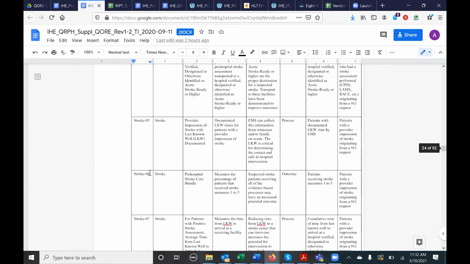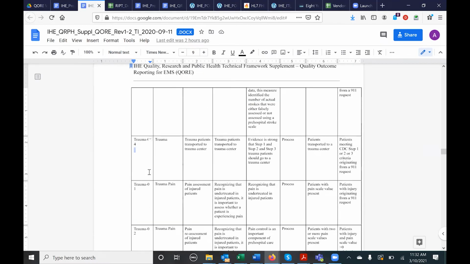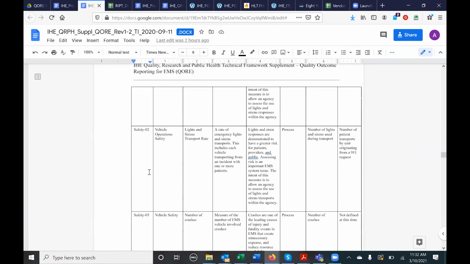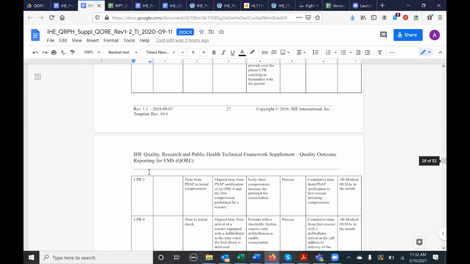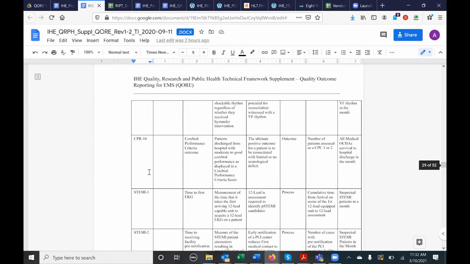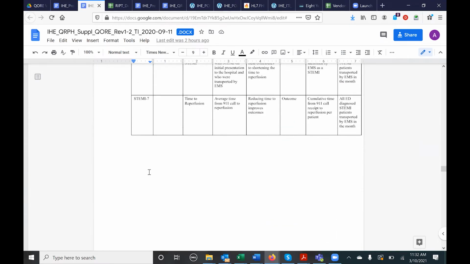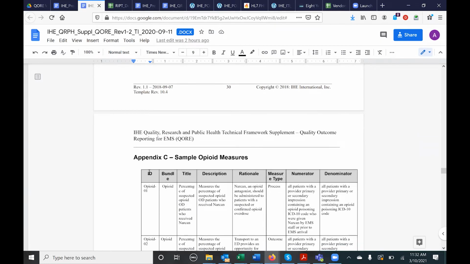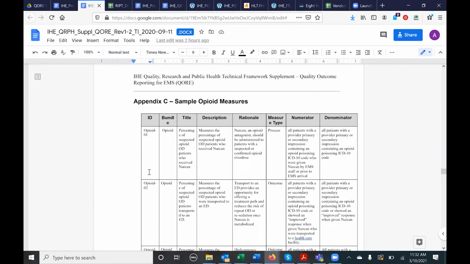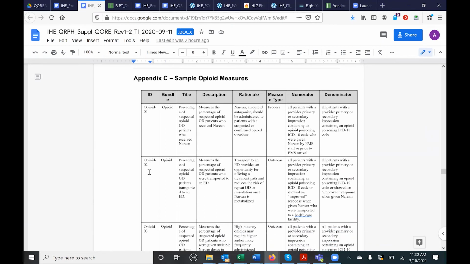We have ACOs, stroke, trauma, hypoglycemia, I think pediatrics, safety, CPR, and STEMI. There's quite a few, and I believe we added a sample opioid measure that we were thinking of adding into it. So this was utilized from the Epidemiology Center of the Department of Health of Washington State. We had them pull together a sample measure that we can utilize for this profile as well. And this is relatively new.